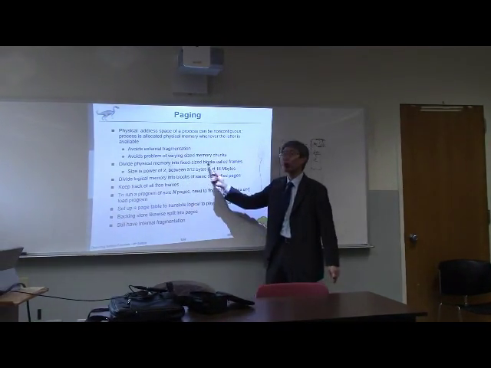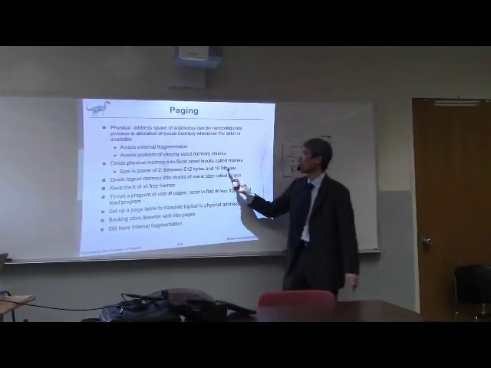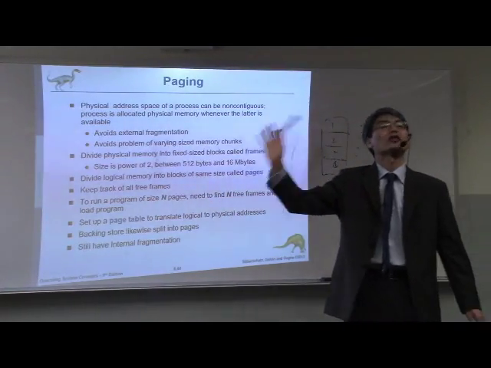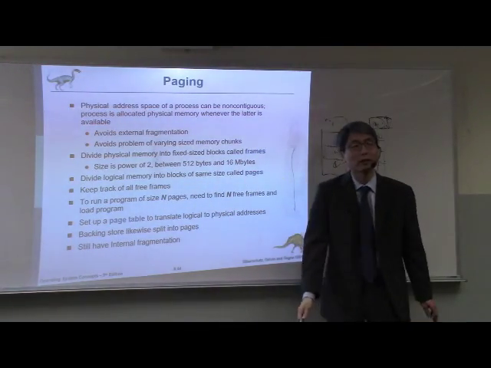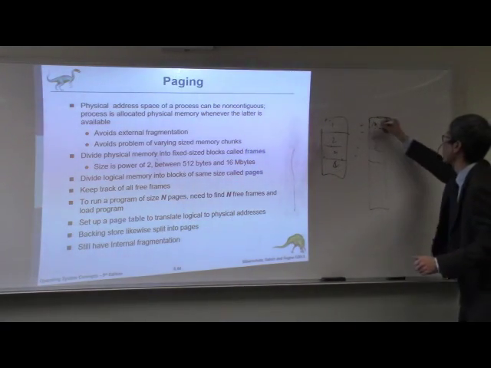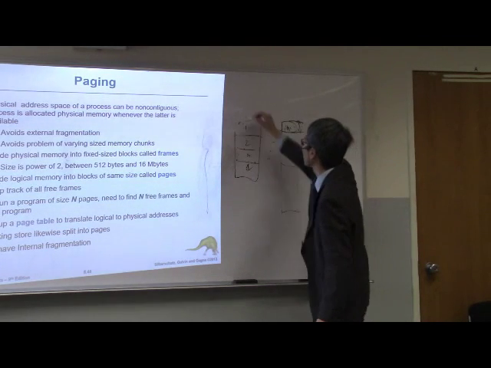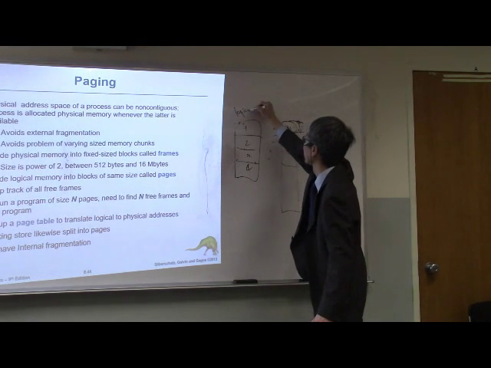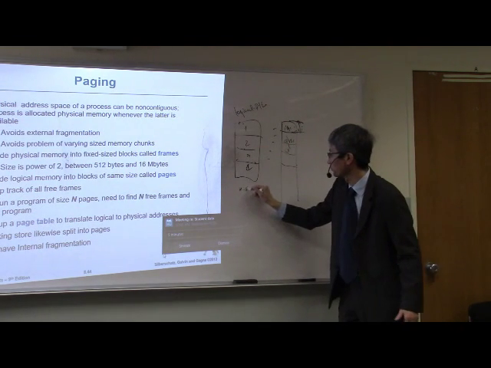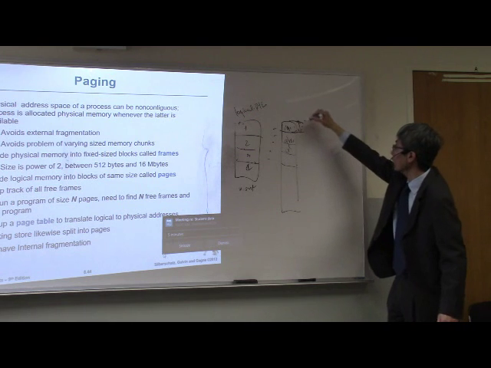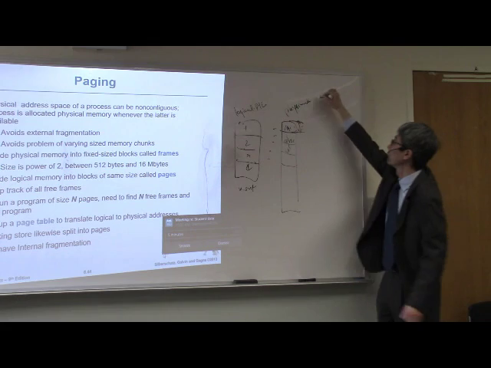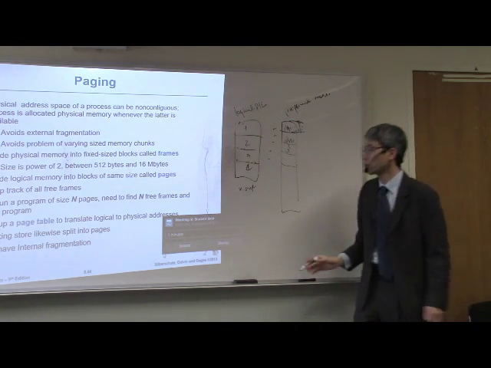However, it can be a power of two, so some operating systems can use several megabytes: 4 megabytes, 8 megabytes, or 16 megabytes. But most operating systems use the 512-byte fixed size. So the idea is simple. This is the logical program, our program, a.out. And this is the physical memory.